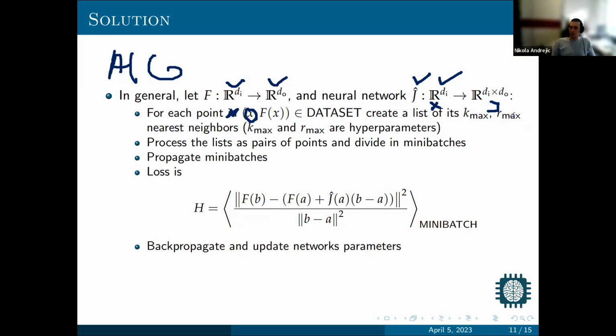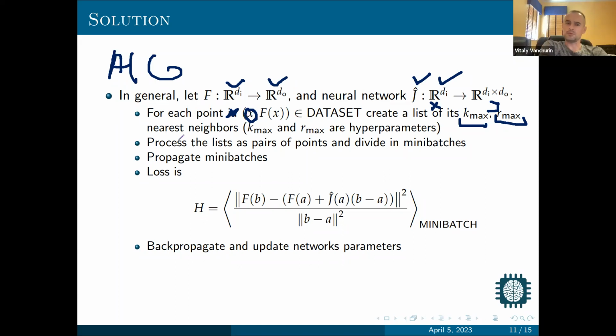And then we look at all other points from the data set that are within a sphere of radius r max, and then we choose at most k max points out of those points, okay? And that list of points is a list of k max r max nearest neighbors of x. Random k max points? Well, if there are more than k max, they do not specify. We can either take random, but I think that you can also rank them, like by distance.